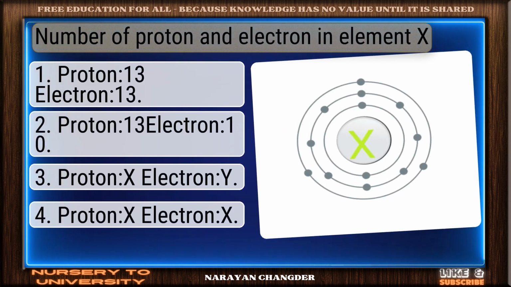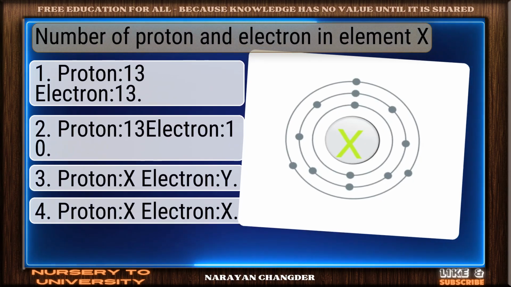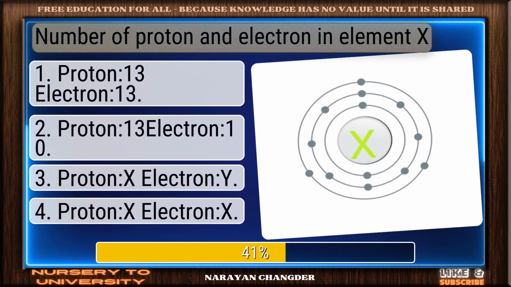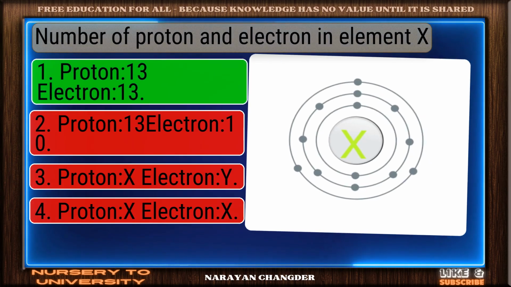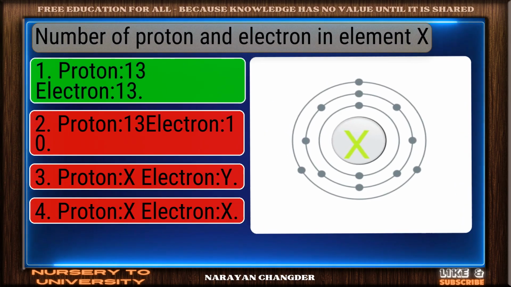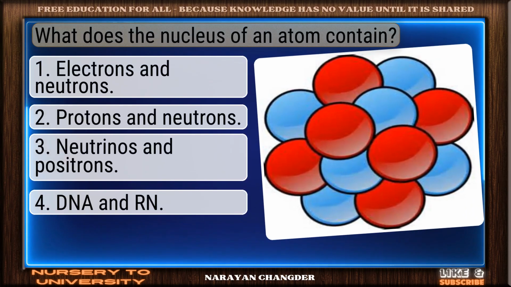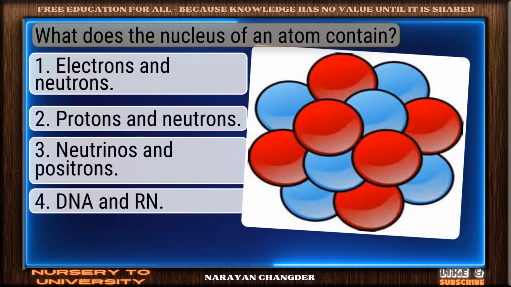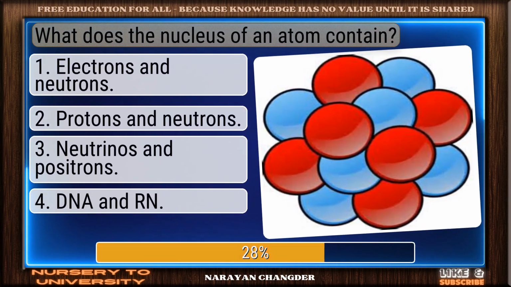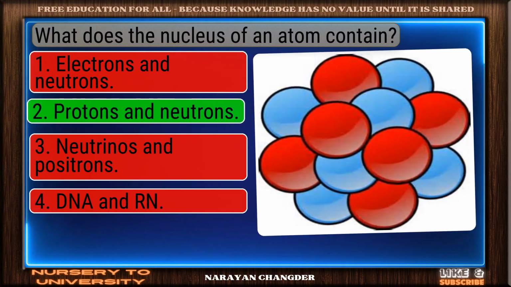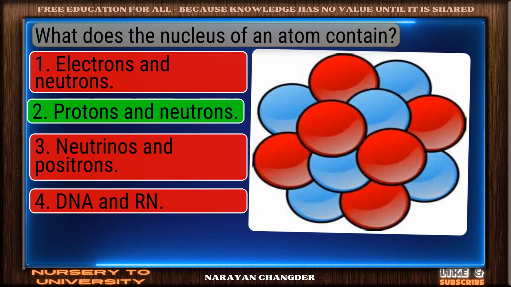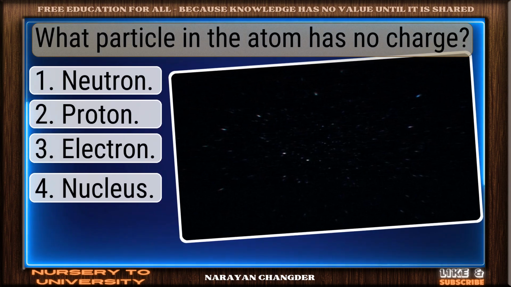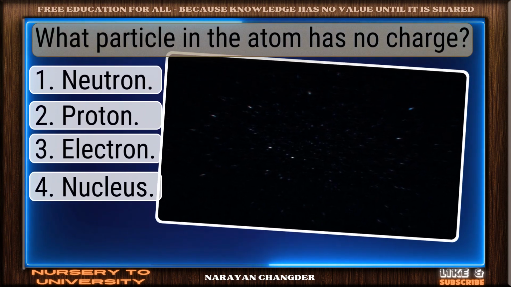Question number 31. Number of proton and electron in element X. Sharp thinking. 13 protons, 13 electrons is the right choice. Question number 32. What does the nucleus of an atom contain? Correct response. Protons and neutrons is the most accurate answer. Question number 33. What particle in the atom has no charge?